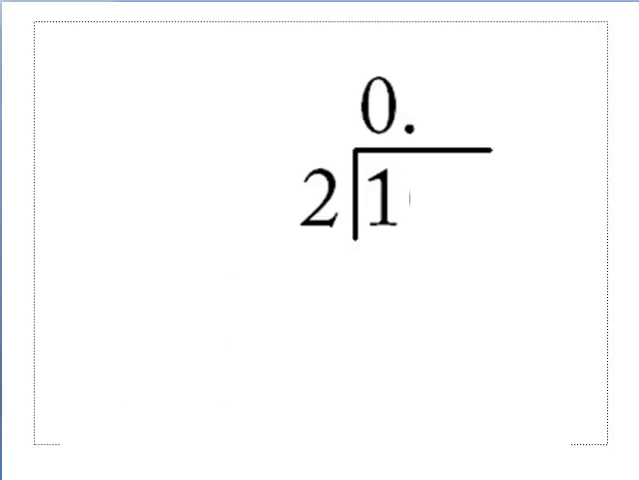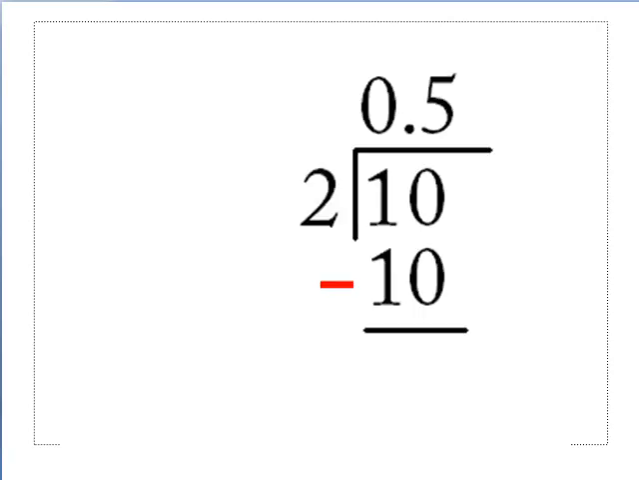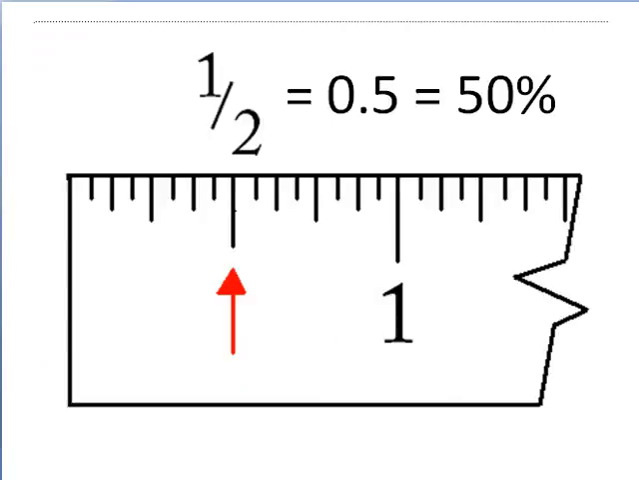2 will not go into 1, so we add a 0 and a decimal. We stick in a 0, and 5 times 2 is 10. We subtract the 10, we wind up with 0. We've terminated, we're finished. There's nothing more we can do, we've solved the problem. Alright, it looks like this, or on the ruler, it looks like that. You can always watch this again if I'm going too fast.